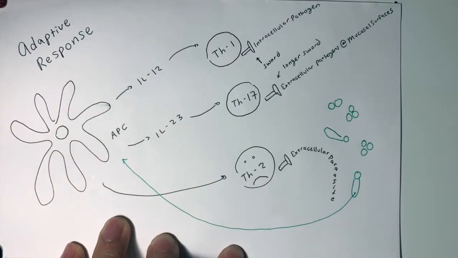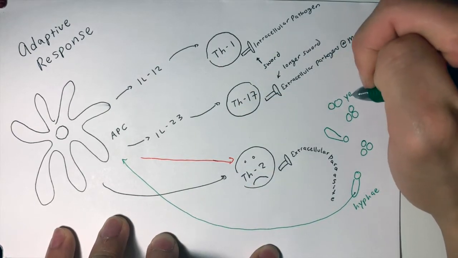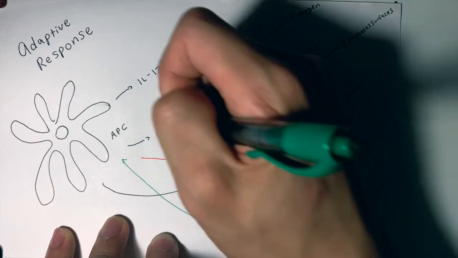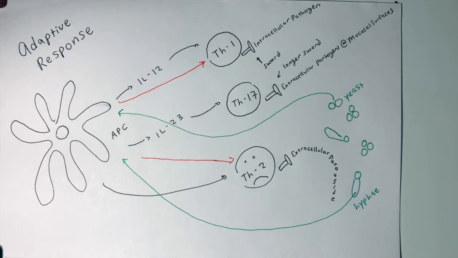The reason why T helper 2 responses lead to fungal persistence is due to the fact that T helper 2 is specialized in response to extracellular parasites, and the Candida albicans species spends some of its life intracellularly.